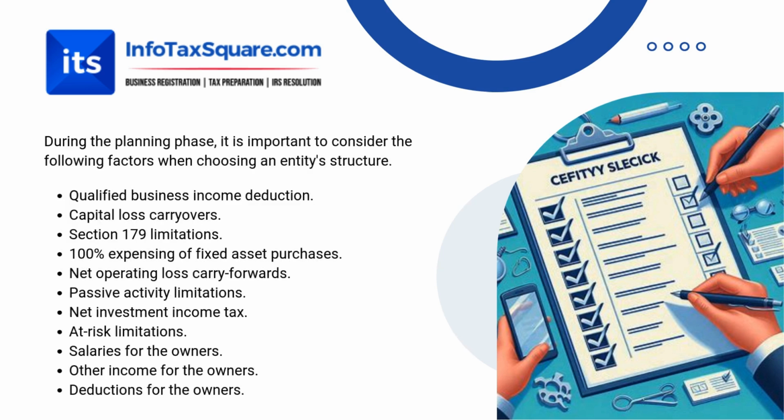During the planning phase, it is important to consider the following factors when choosing an entity's structure. Qualified business income deduction. Capital loss carryovers. Section 179 limitations. 100% expensing of fixed asset purchases. Net operating loss carryforwards, passive activity limitations. Net investment income tax. At-risk limitations. Salaries for the owners. Other income for the owners. Deductions for the owners.